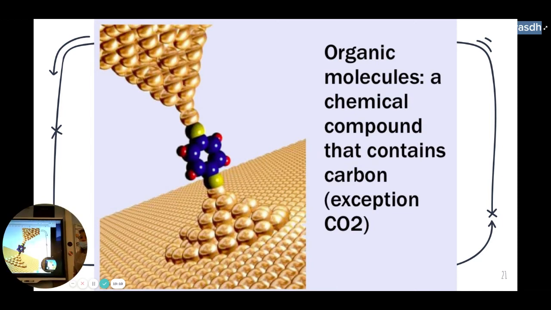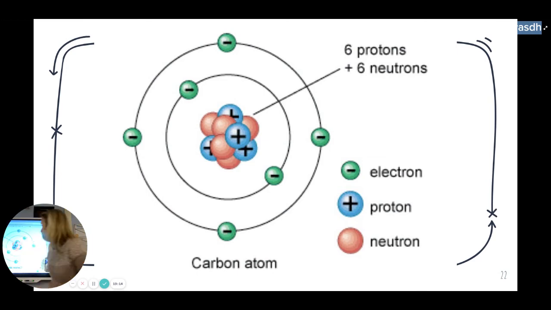organic molecules and carbon. We talked about how carbon can build 4 bonds, right? Because it has six electrons, 2 on the first energy level and 4 on the second. So it wants to make 4 bonds.